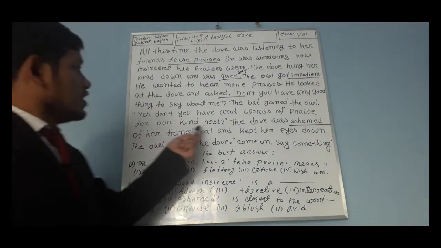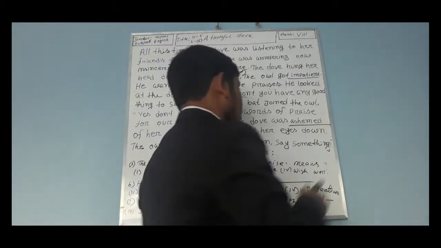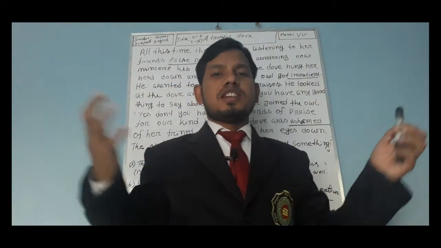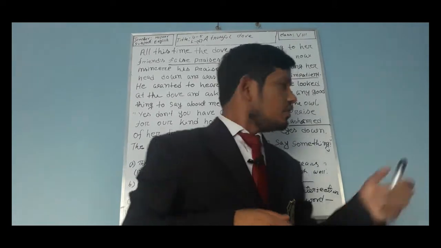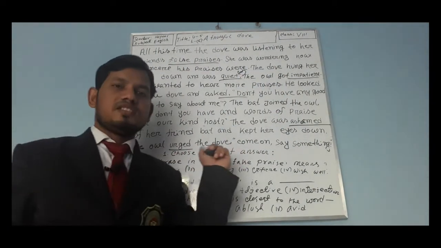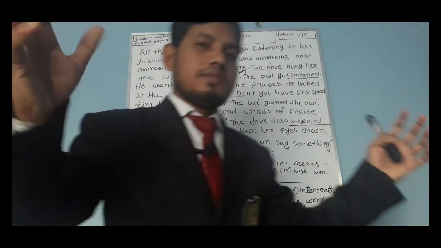Then, my dear students, here another piece of information is ashamed. Here you see ashamed means very shy of something or somebody, right? And then the owl asked the dove. Here asked means to support, to put pressure on somebody to do something, okay.